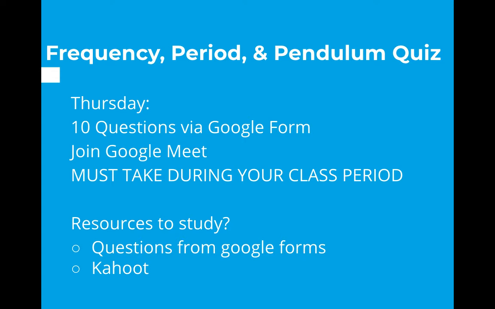Resources to study: you're going to want to take a look at the Google Forms from Monday, Thursday, and Friday of last week. You have the results sent to your school email. You also want to take a look at the Kahoot that's posted in Google Classroom that we played last Wednesday. If you can do the Kahoot and those Google Form questions with no issues, you should be fine. If not, attend after school help to get that sorted out before the quiz on Thursday.